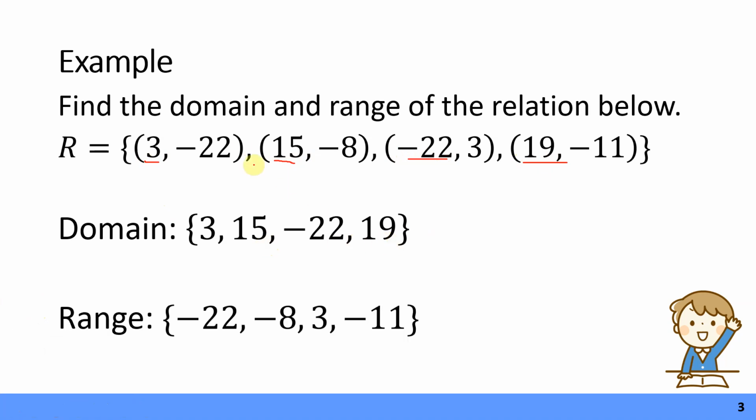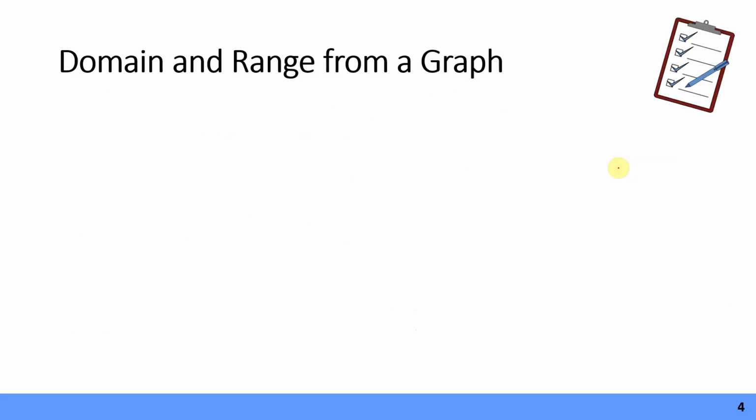And then the range is the same thing, but with the y value. So this one right here, the -8, the 3, and the -11, right? So just so you know the difference between domain and range. When we have ordered pairs, it's super simple to just identify your x's, identify your y's.